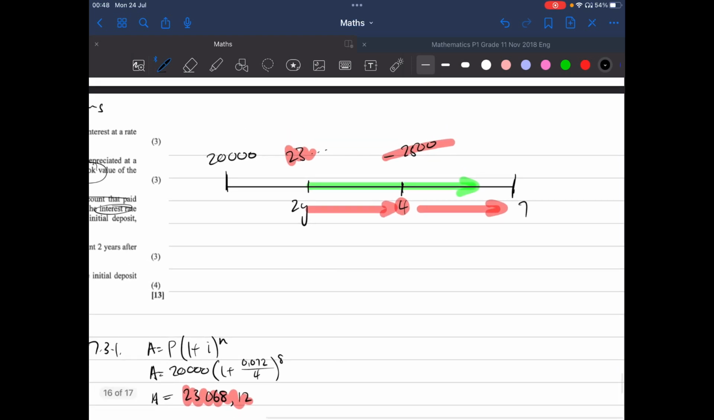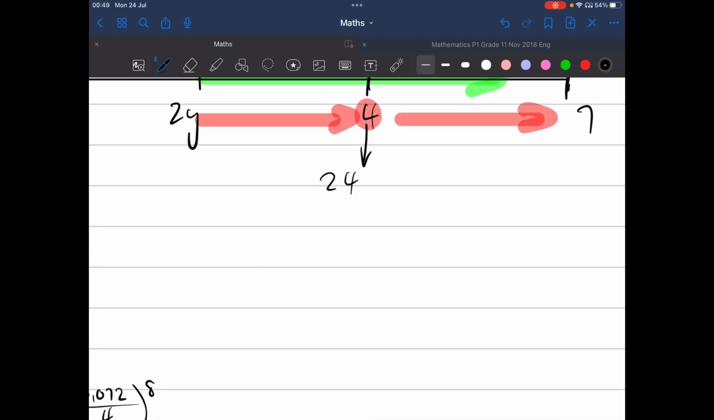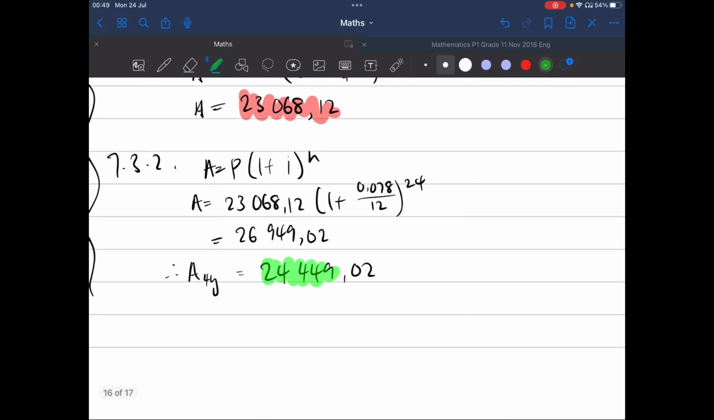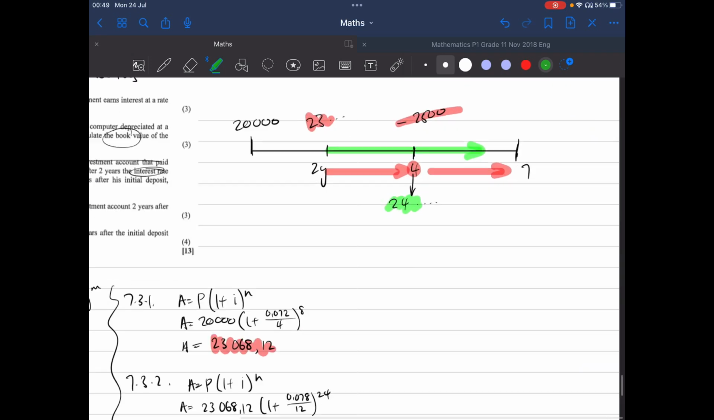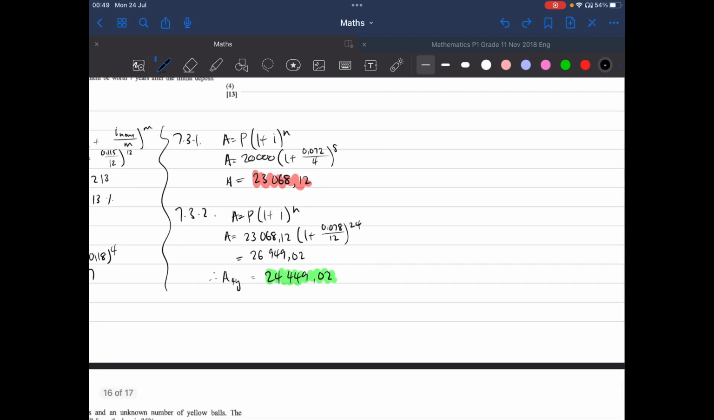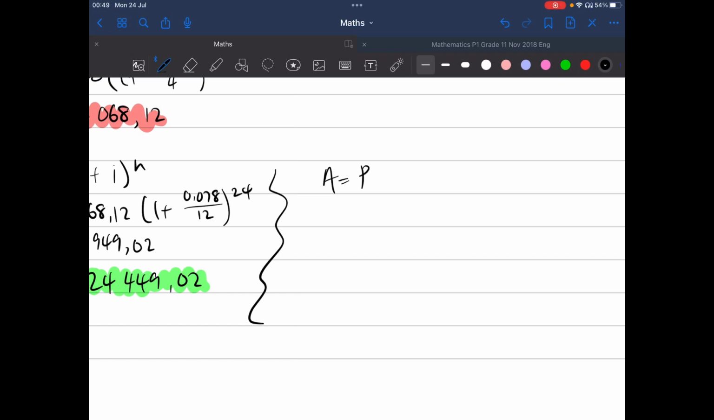Right, so now I can put in my value at that point, right? So that's at year 4, it's now worth 24... Okay, so that's this value here. Okay, now we're going to look at this second part here. So from year 4 to year 7, so that's 3 years. Okay, I'm just going to do it over here. So A is equal to P(1 + i)^n.